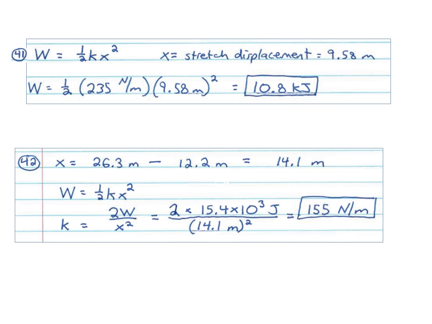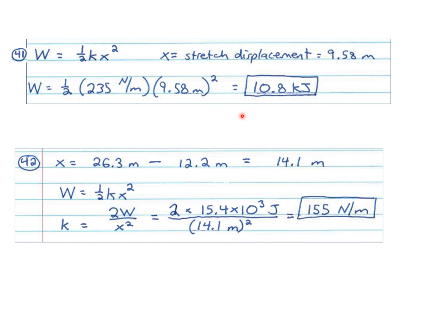Number 41. A cord used in bungee jumping is normally 9.58 meters long and has spring constant 235 newtons per meter. At the lowest point in a jump, the cord length has doubled. How much work has been done on the cord? If it's normally 9.58 meters and then it's doubled, that means that its stretch is 9.58 meters. So x is going to be 9.58 meters. We want to know how much work is done. So there's the formula. Work equals 1/2 kx squared. And you should get 10.8 kilojoules.